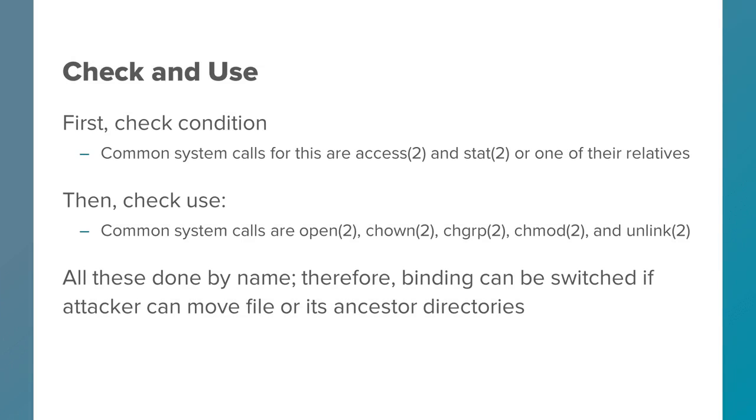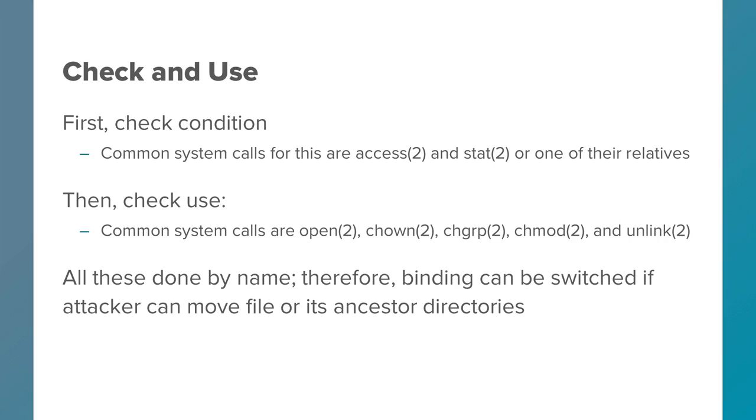So the next slide goes into a little more detail on this. First, we check a condition, and this lists a common set of system calls. You'll see access and stat are there for the same reason I talked about fstat, that you can check permissions there. Then you check the use, and here notice all the common system calls listed require a file name, not a file descriptor.